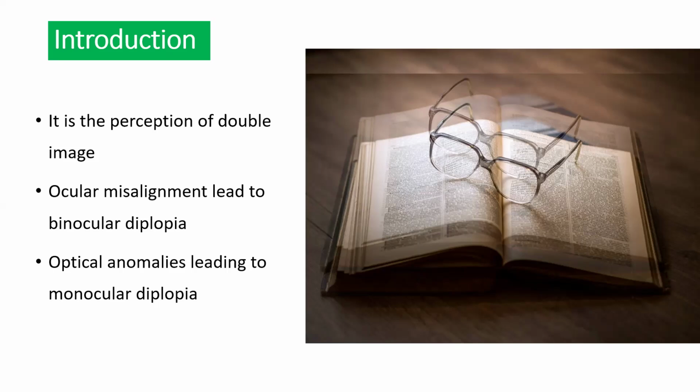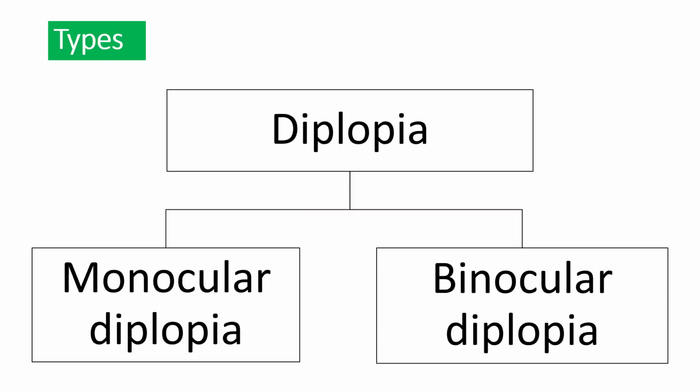So this condition can be due to either ocular misalignment, which disappears when one eye is occluded, or to an optical problem, which is termed monocular diplopia. This monocular diplopia doesn't go away even after you close one eye because it is monocular. These are the types of diplopia: monocular diplopia and binocular diplopia. So we will first start with monocular diplopia.